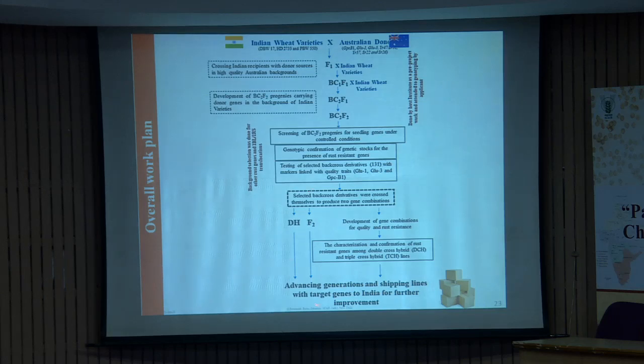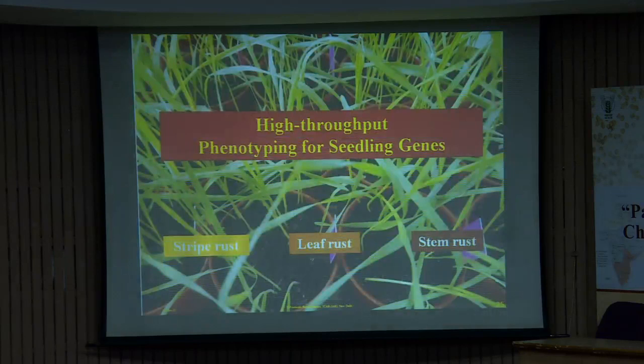Then we ended up developing double haploids, F2, and triple and double crosses, which have triple rust resistance in their blood. So we shipped that material to India. Last year we got it and we evaluated those materials. Before that, high throughput phenotyping is very important.